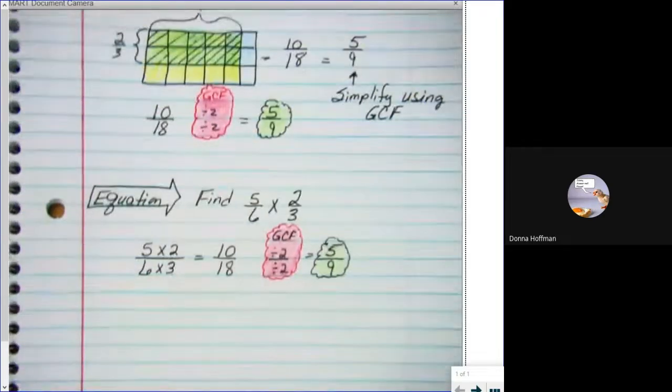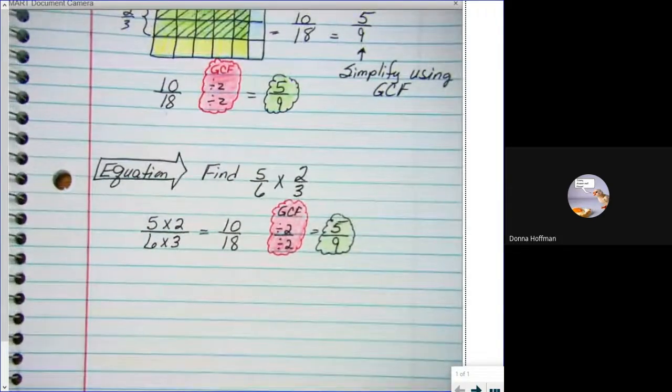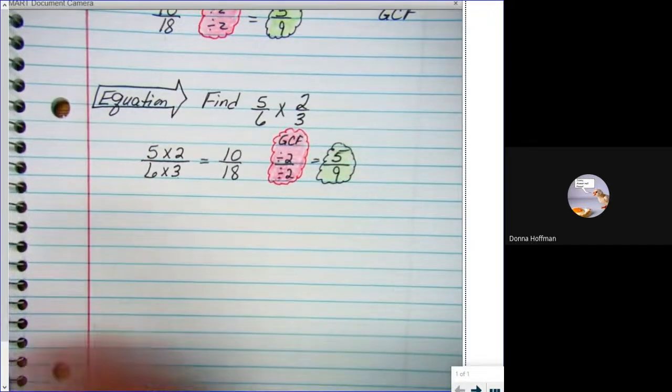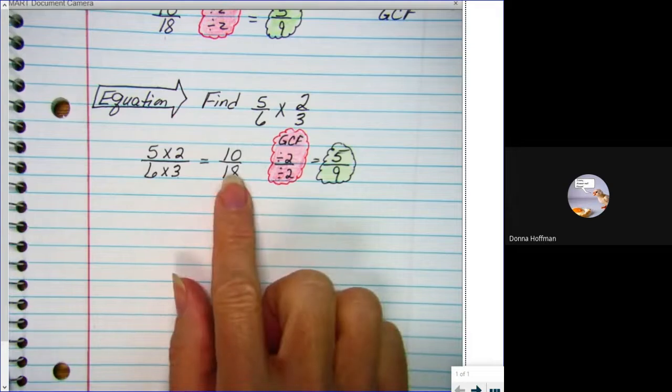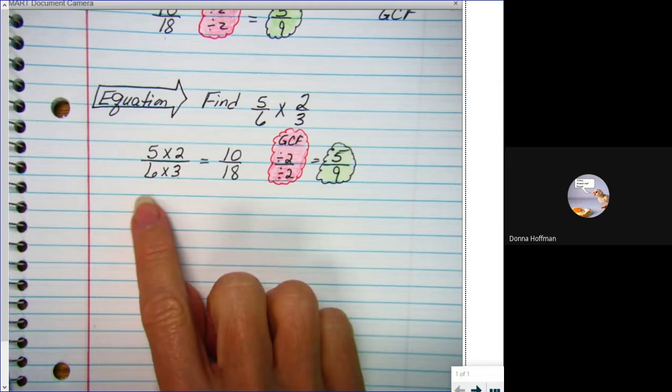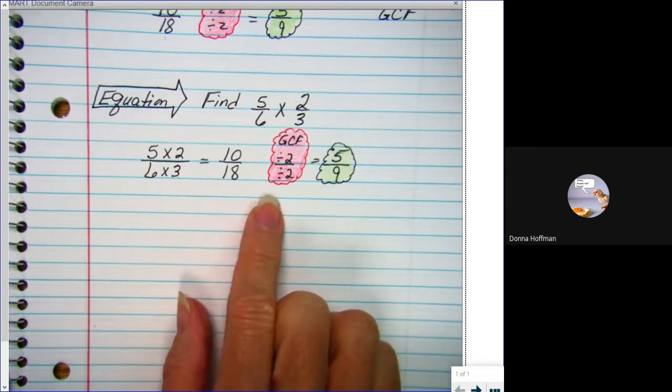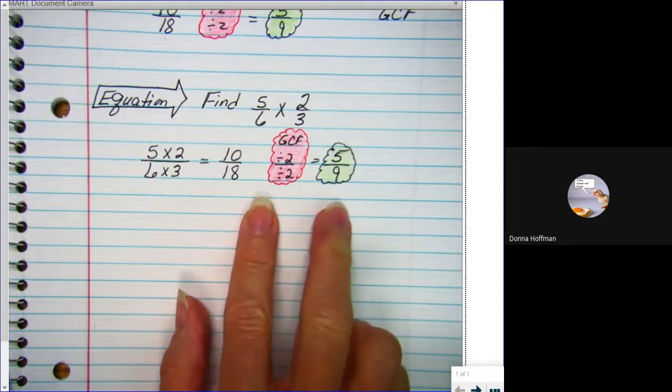Then I went down here to the equation format, and I used the same exact problem. And we were talking about using the greatest common factor to simplify the problem before I got to my final solution. Now, there's times that you really want to do this. When you're dealing with itty bitty numbers, it doesn't really matter. You can go to this format and then use the greatest common factor to simplify afterwards.